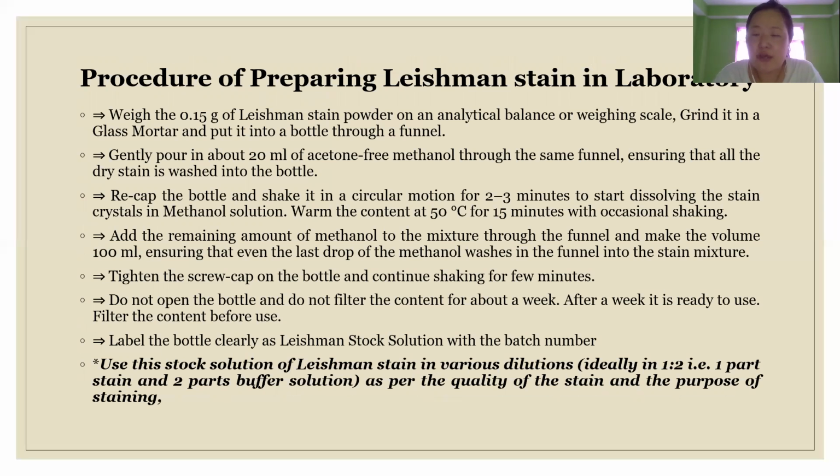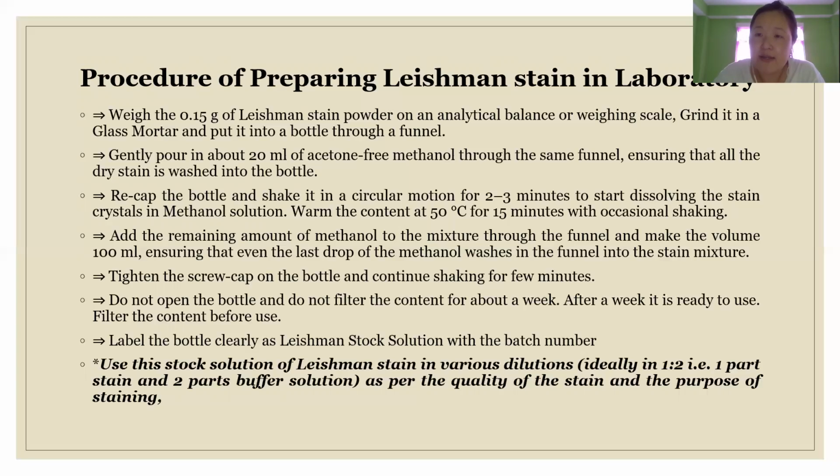So nowadays, you can get commercially prepared Leishman stain and use it directly. But if you have to prepare Leishman staining stock solution, how will you prepare it? Suppose you have Leishman powder instead of the liquid form. You have to weigh around 0.15 gram of Leishman stain. Then pour 20 ml of acetone-free methanol, which will serve as a fixative for the smear, and mix it in a circular motion for around 2 to 3 minutes.